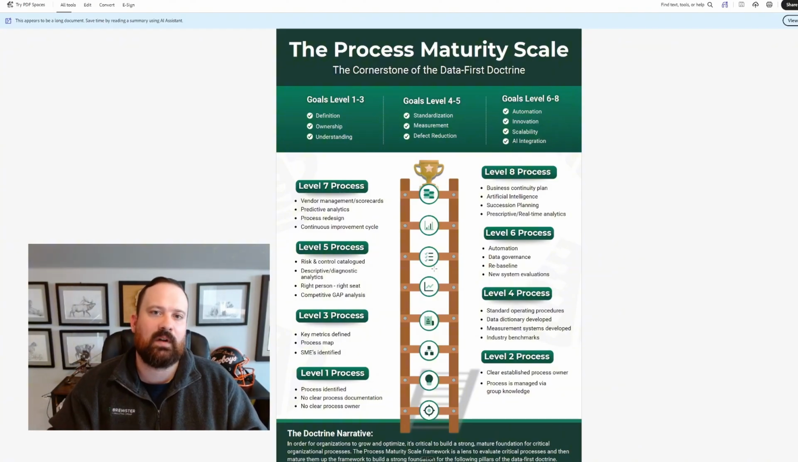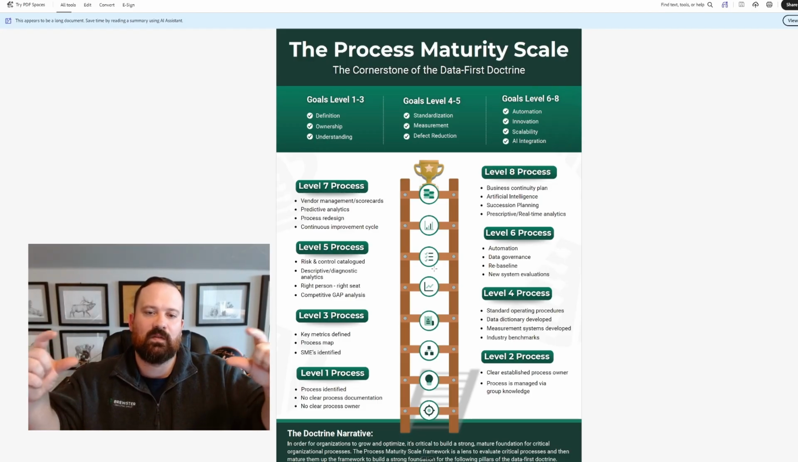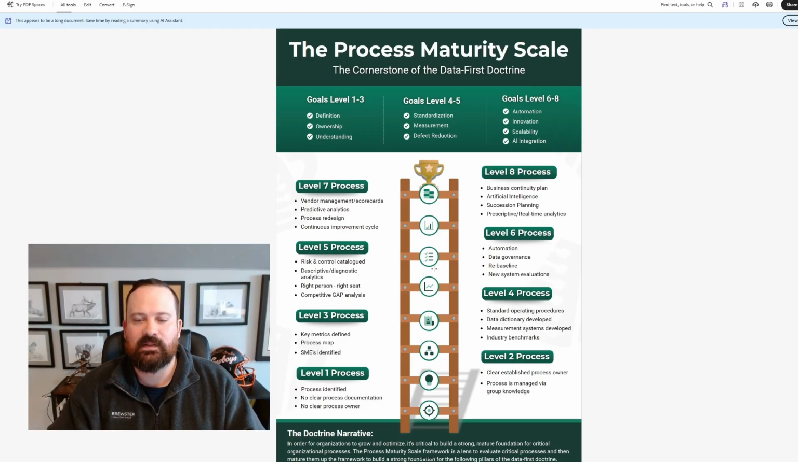Then levels 4 through 5 are kind of some of your traditional Six Sigma process optimization, right? We're going to focus on standardization, measurement, and defect reduction, right? So we want SOPs, we want a data dictionary, we want to start to build measurement systems. And then as we get into levels 6 through 8, that's your digital transformation level, right? So automation, innovation, scalability, AI integration, all of those things are happening in that level 6 through 8 tier on the process maturity scale, right?